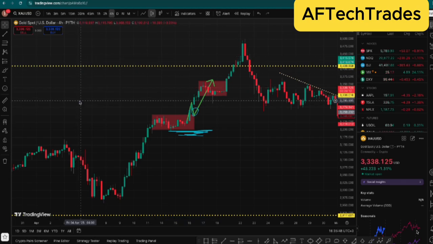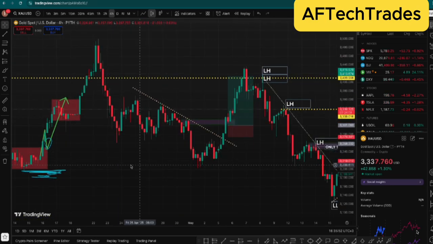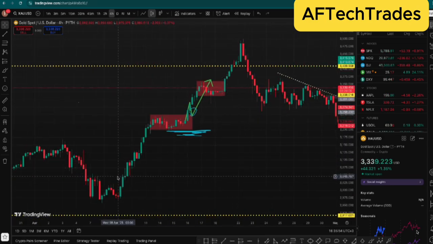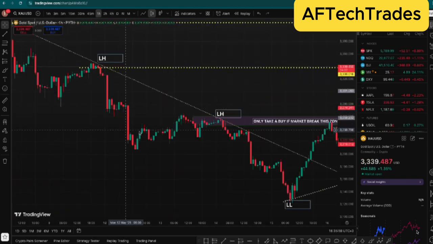In simple form. So if we scroll back to other charts, you will see that this usually happens in the market almost all the time. Let's go to another time frame.